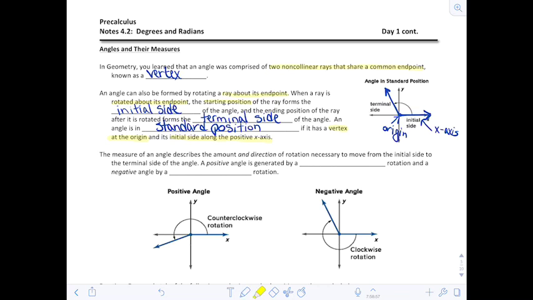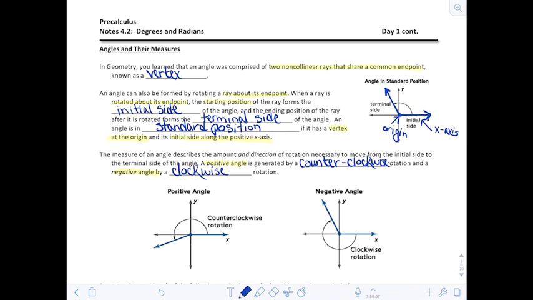So first up, a positive angle is what you would generally think of when you picture this angle rotating. It's going to be generated by a counterclockwise rotation, just like you see in the picture above. So going against the clock in that direction. A negative angle is a clockwise rotation.